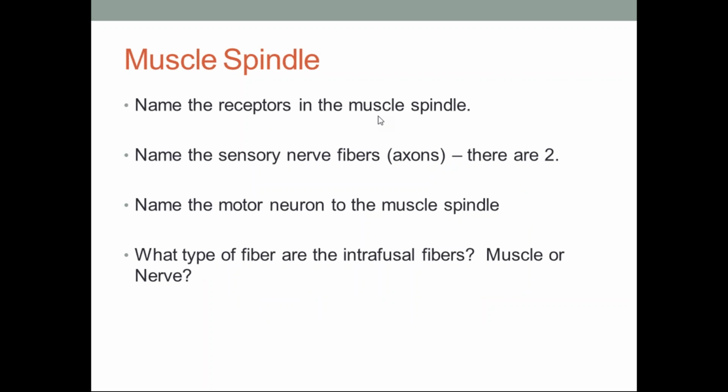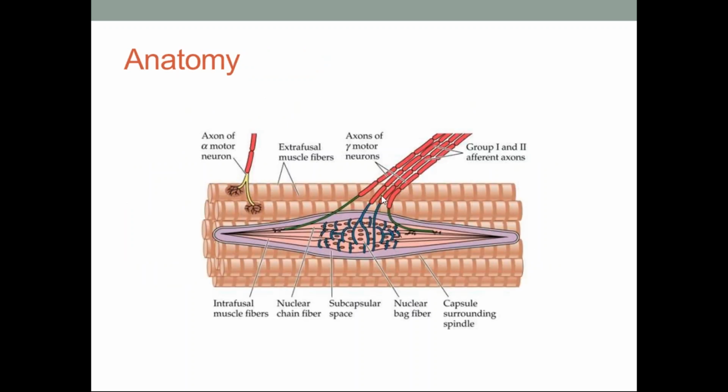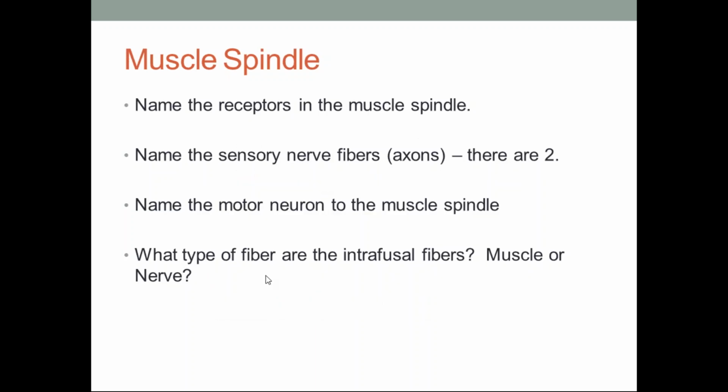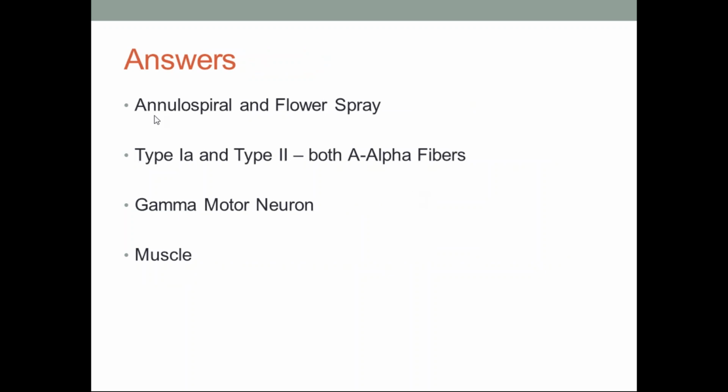So the receptors were the flower spray and annulospiral. You guys had that down pat. The axons are primary and secondary: primary with annulospiral, secondary with flower spray. And the motor neuron to the muscle spindle we just talked about was the gamma motor neuron, A gamma. And what type of fiber are the intrafusal fibers, muscle or nerve? Muscle. Good job, guys.